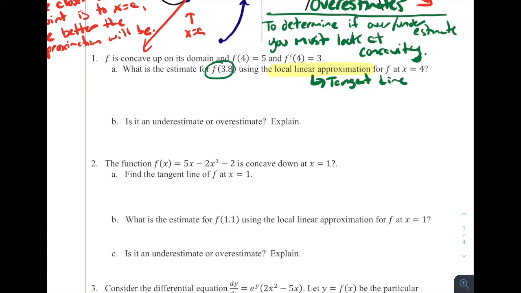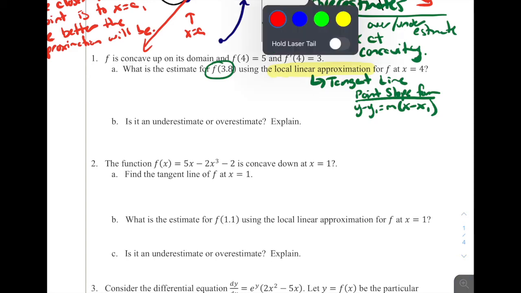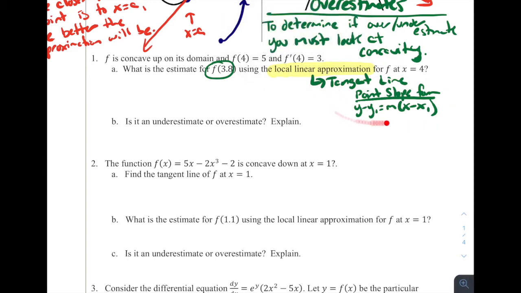Now, we generally make tangent lines the same as what we've been doing this whole year. I encourage you to use point-slope form, which is y minus y1 is equal to m times x minus x1. The reason why we do that is because generally we are given a point and a slope. And this is actually one type of problem where having something in point-slope form makes solving easier than if you were to put it into slope-intercept form.